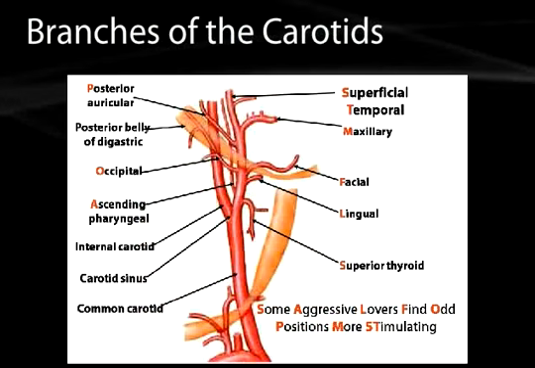If we look at the branches of the carotid sheath, the carotid is going to start as a common carotid, and then at the level of the hyoid it will bifurcate. The external carotid will have the branches coming off of it, which there'll be 8 of, and I use the memory tool: Some aggressive lovers find odd positions more stimulating, and those are in order coming off from the bottom to top.